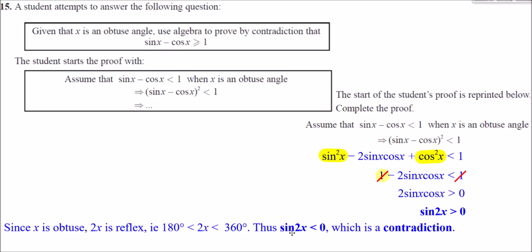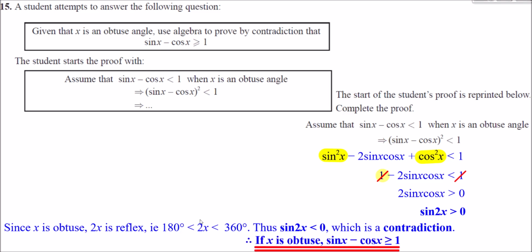This here doesn't need to be proven. You're essentially just using the established properties of the sine function. So you don't need to go any further than that. You're just saying 2x is reflex, therefore sine of a reflex angle is less than 0, then you've got your contradiction. So then we're essentially done.